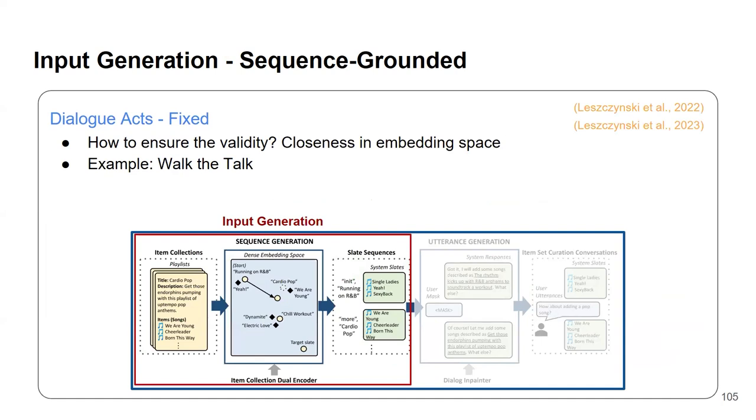Another way to ensure the validity of the sequence of dialogue acts is to map the dialogue acts to the embedding space and, based on the closeness, sample a sequence of the dialogue acts. Here in Walk the Talk, which proposed to generate conversations for music recommendation systems, they do that. They input the whole item collection to the embedding space, then based on the closeness they select a path, and we can see at the third step they have a sequence of the system slots.